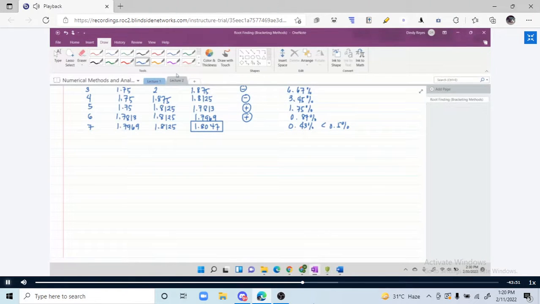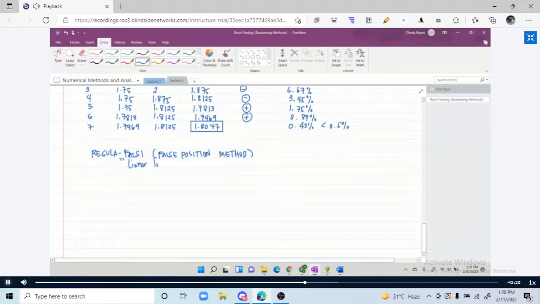Alright. Next, we'll go to the last root finding method. It's called regular fallacy. We'll actually be using the same procedure but different formula. Or in English, this is false position. False position. This is what we call the linear interpolation. Linear interpolation method.